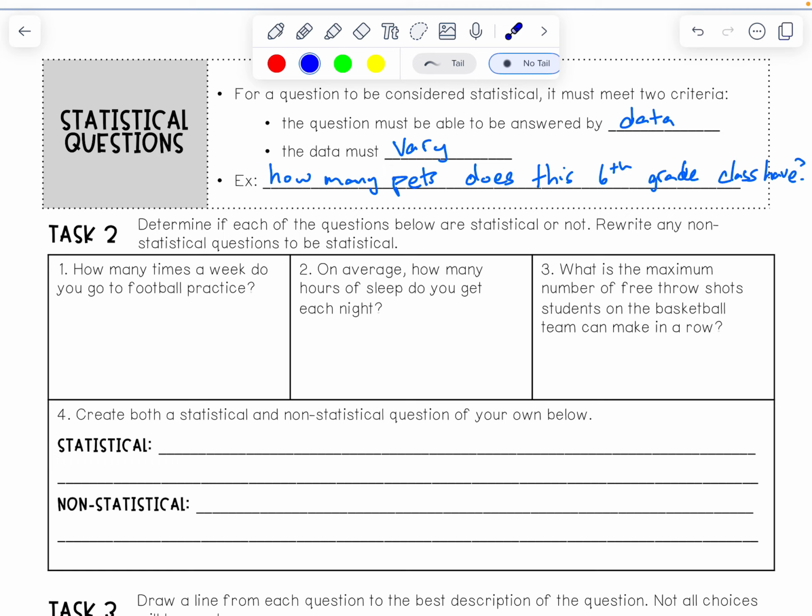So let's look at some examples. It's asking us to determine if each of the questions below are statistical or not. Rewrite any non-statistical questions to be statistical. So number 1, how many times a week do you go to football practice? That's not statistical. The reason why is if it's asking you how many times a week you go to football practice, for example, I go to football practice 0 times a week, and that's not something that changes because I don't go at all. Let's say you go twice a week. That also won't vary because you just go twice a week. So it is not statistical.